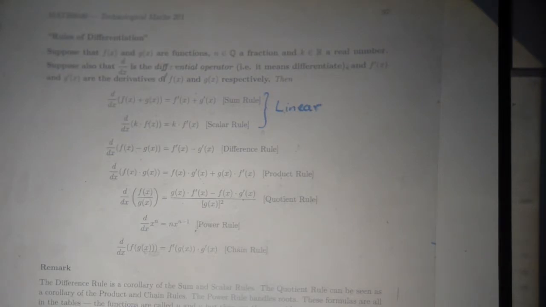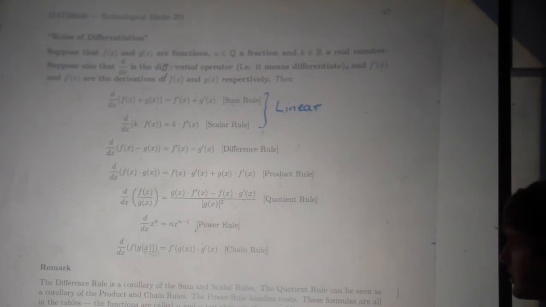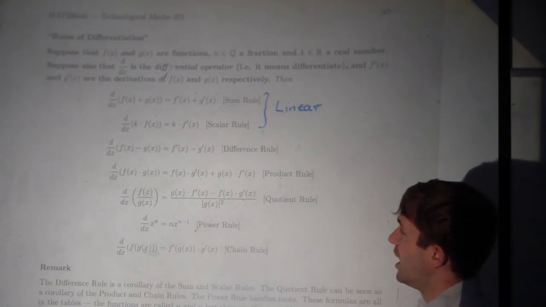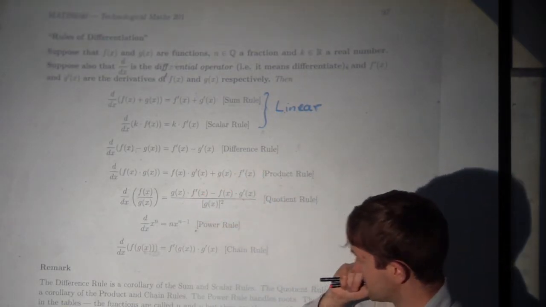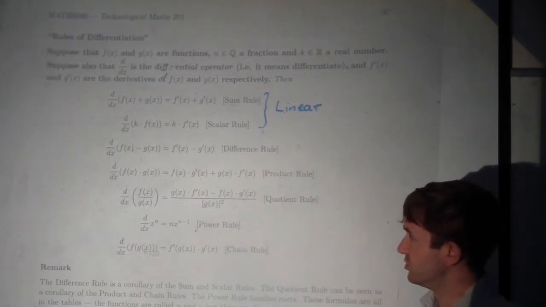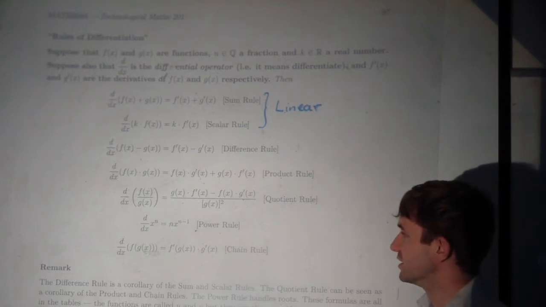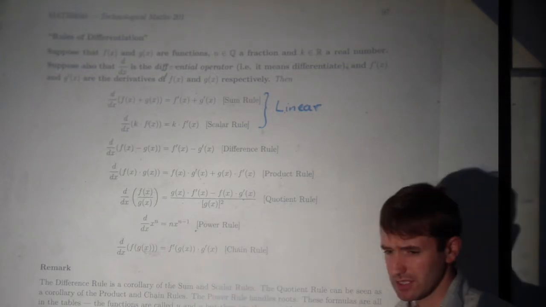The difference rule is basically a combination of those. You've got your product rule when things are multiplied together. You do the first by the derivative of the second plus the second by the derivative of the first. And you also have this quotient rule. It is what it is. And then the chain rule, which is the hardest.